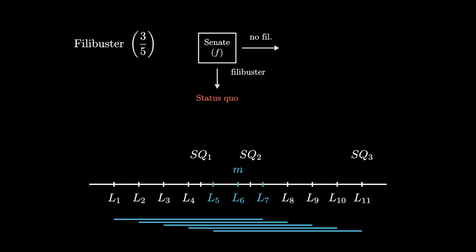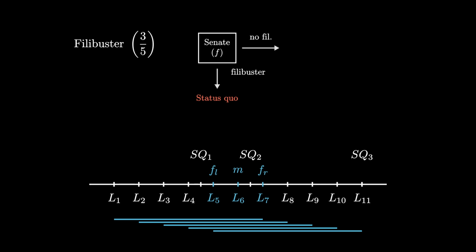And again, since coalitions have to be continuous, we know that if legislator 5 and legislator 7 agree on a policy, then legislator 6 does as well. So we really only have to consider two of them, legislator 5 and legislator 7. We'll label them F sub L and F sub R for the leftmost filibuster pivot and the rightmost filibuster pivot.